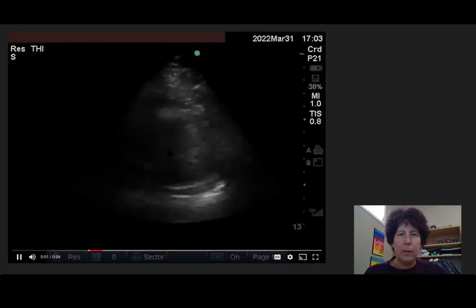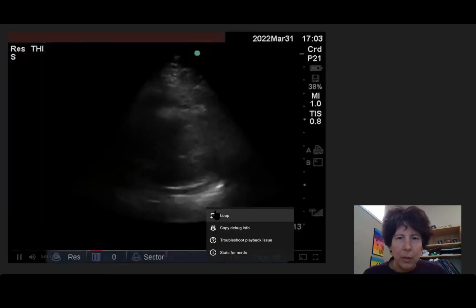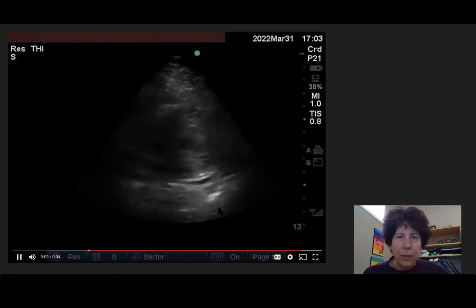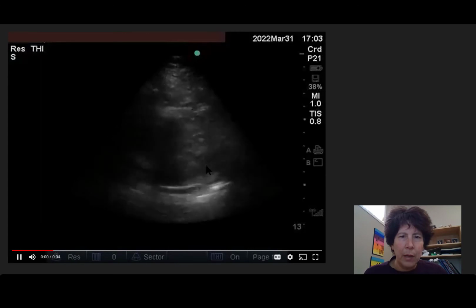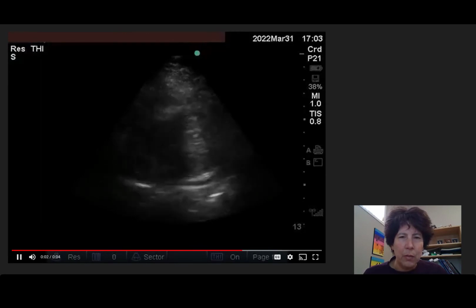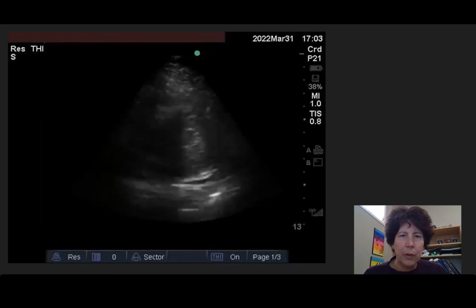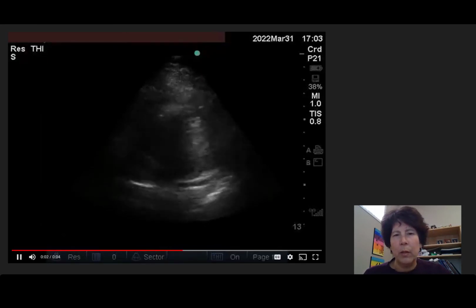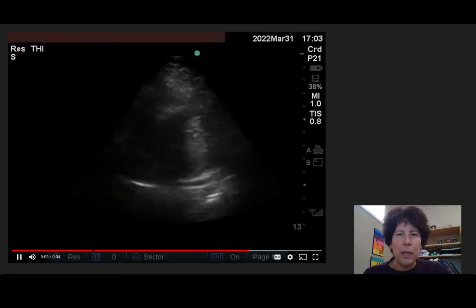Now, the next loop is a short axis. And what I really want you to see is how small the cavity is on this short axis. So this patient has almost no cavity left in her ventricle. The ventricle is so thick that it's really struggling to relax and fill. And you can see why these patients would be incredibly preload, afterload, and rate sensitive. So just a quick little study to again show hypertrophic cardiomyopathy.